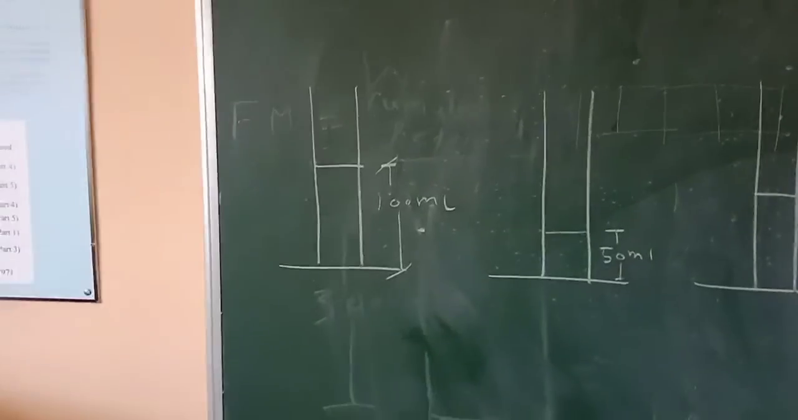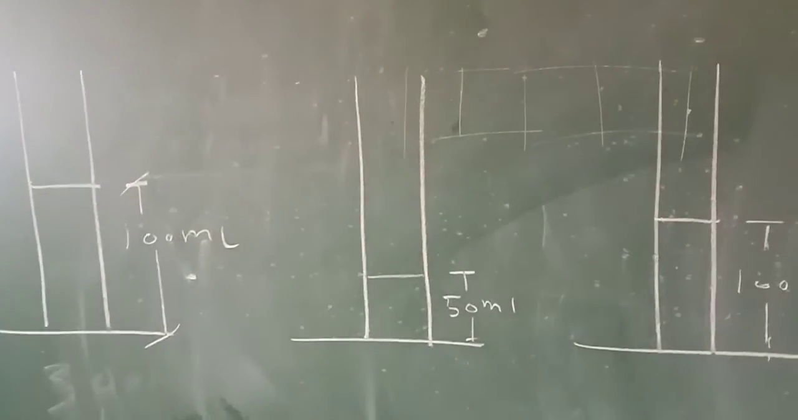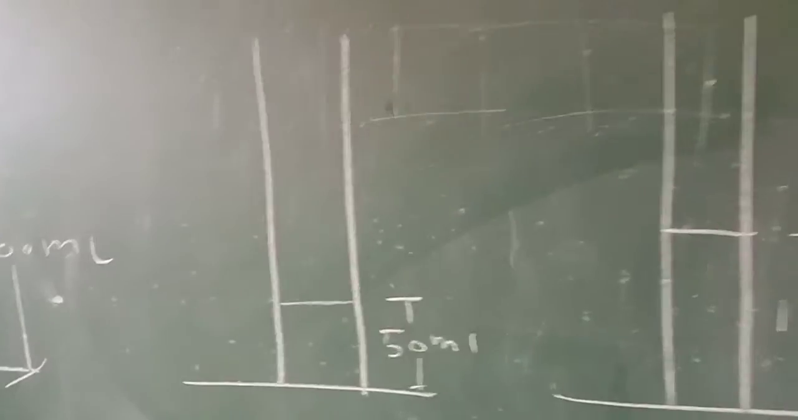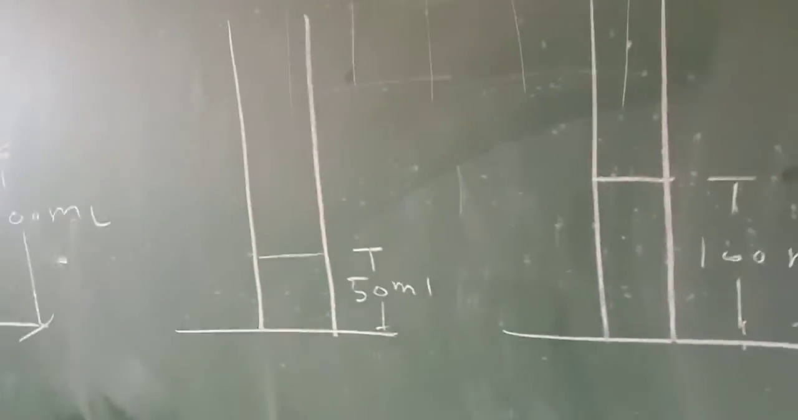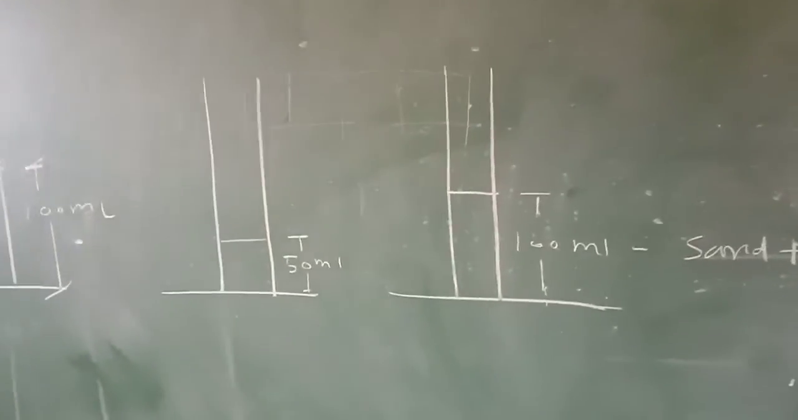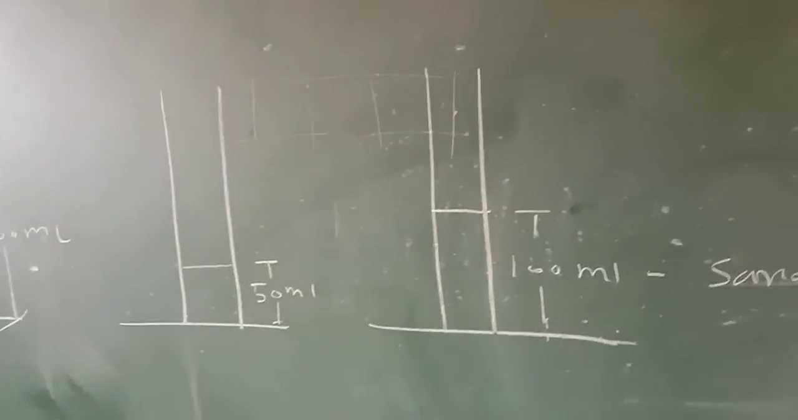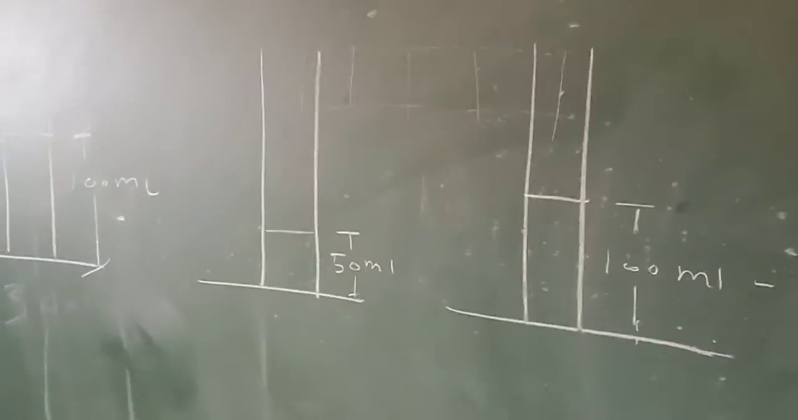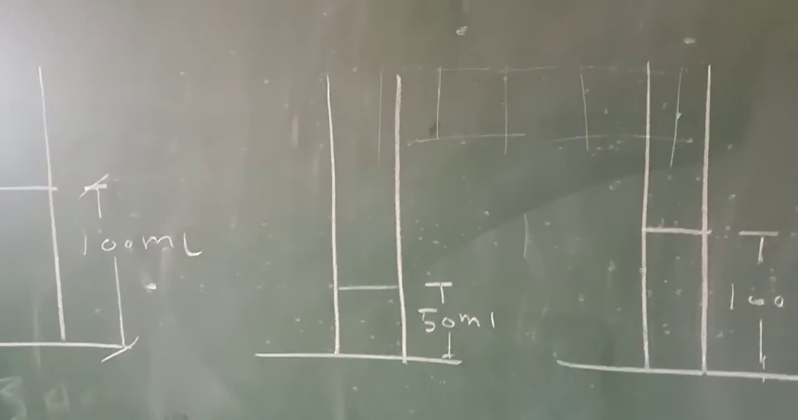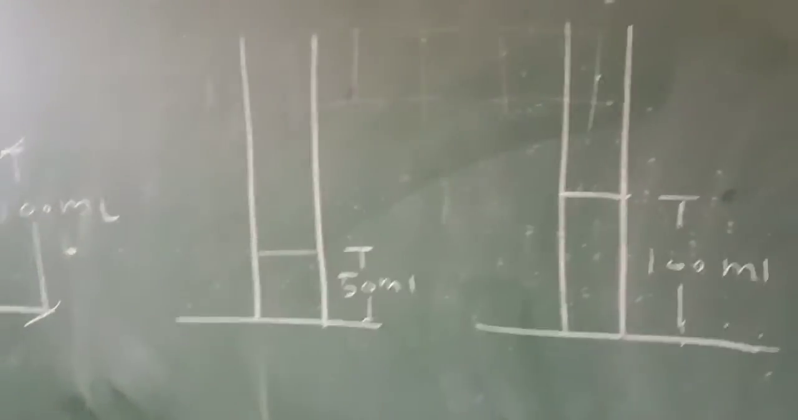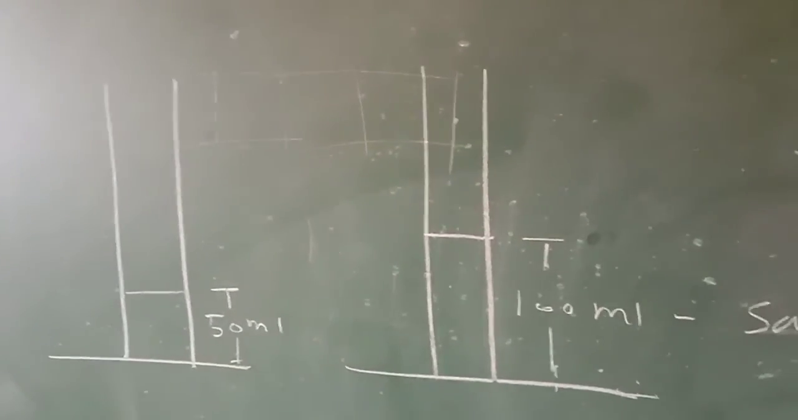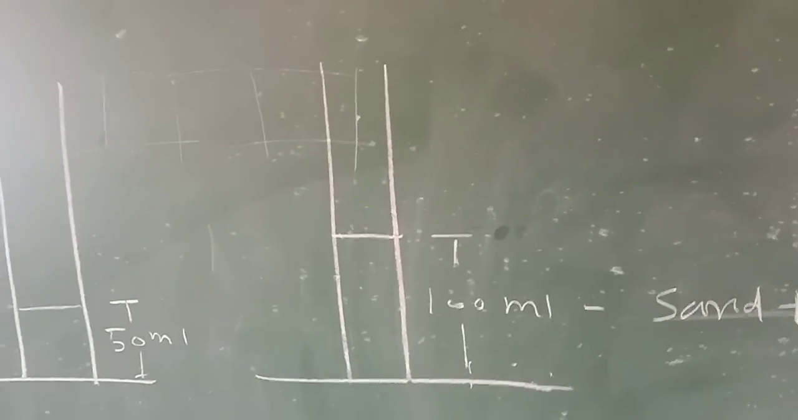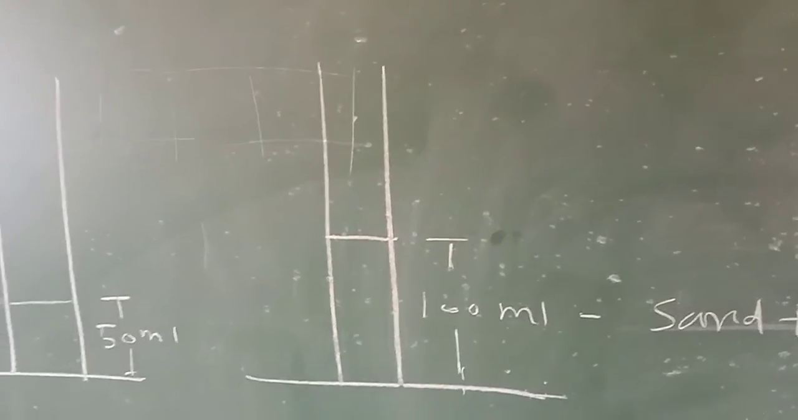Then you are going to add that solution into an empty measuring cylinder up to the 50 ml level. And then the sand which we want to test for silt content, you have to take, and in this 50 ml you have to add that sand up to the 100 ml mark. When the 100 ml mark is reached, you have to stop. Now the level becomes 100 ml.